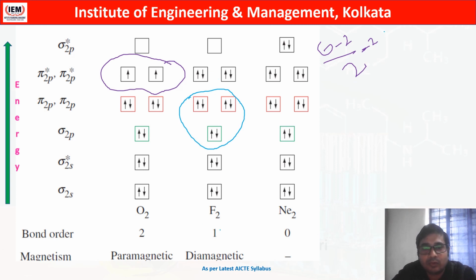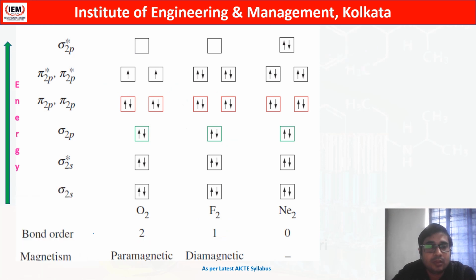For fluorine the bond order is 1, for oxygen it is 2, and it is diamagnetic because both the electrons are paired, so that is diamagnetic, whereas this is paramagnetic because electrons are unpaired. In the case of neon, the bond order will be definitely 0 because there are 6 bonding and 6 anti-bonding electrons. Bond order is 0, so neon is not found. There is no point of diamagnetism and paramagnetism.